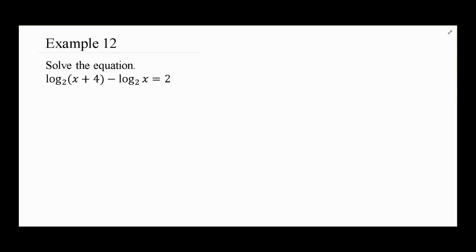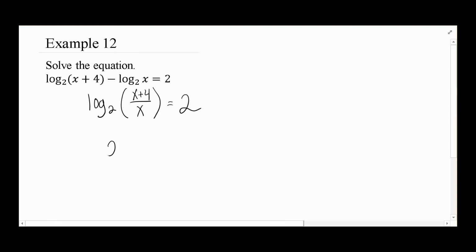Let's go ahead and look at the last example of the year. For this example, we have a logarithmic equation. Our goal is to make a single log on one side, number on the other. This time we have subtraction between the logs. So that means to make it a single log, I turn this into a division problem: the first argument divided by the second argument.